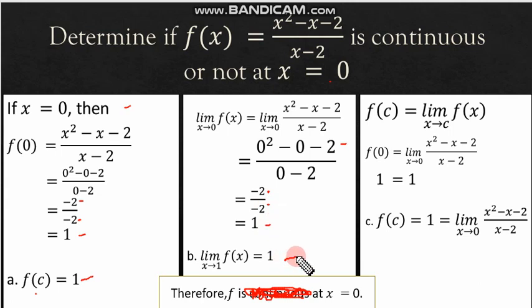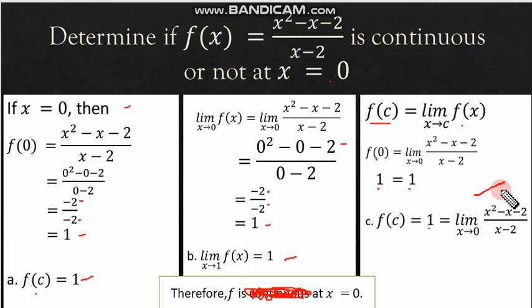So let's move to the third condition. We know f of c is f of 0, which is equal to 1, and the limit of the function, which is the limit of x squared minus x minus 2 all over x minus 2 as x approaches 0, is also equal to 1. Therefore, f of c is equal to 1, which is also equal to the limit of the function.